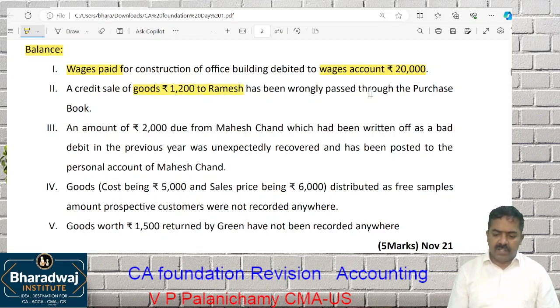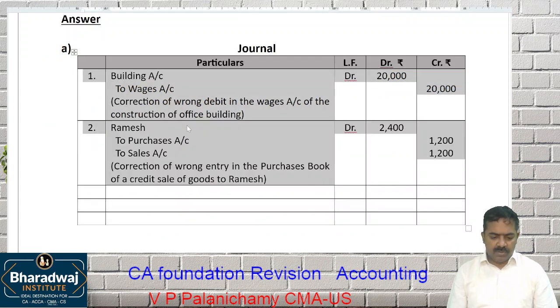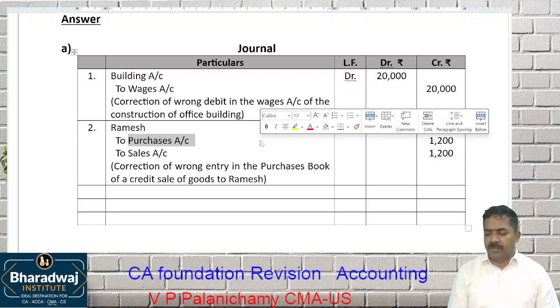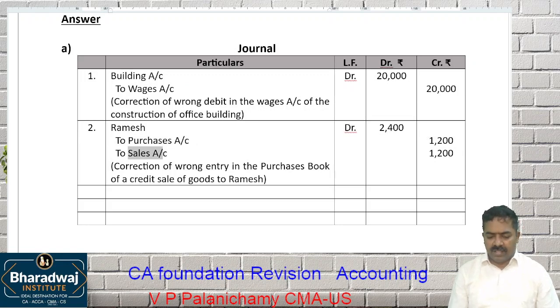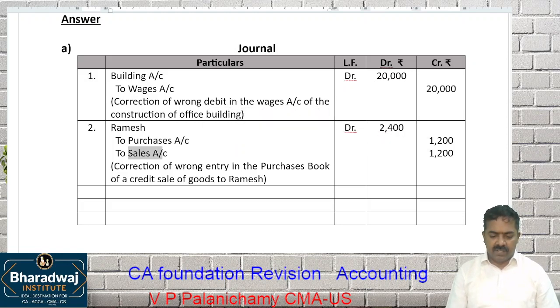Credit sales has been wrongly passed through purchase book. Ramesh account, debtor, debit; credit the purchases. Why? Because it was wrongly passed through purchase book. And credit sales because it should be correctly recorded. We are crediting purchases because it was wrongly recorded in purchases. Credit sales also because it should be recorded.